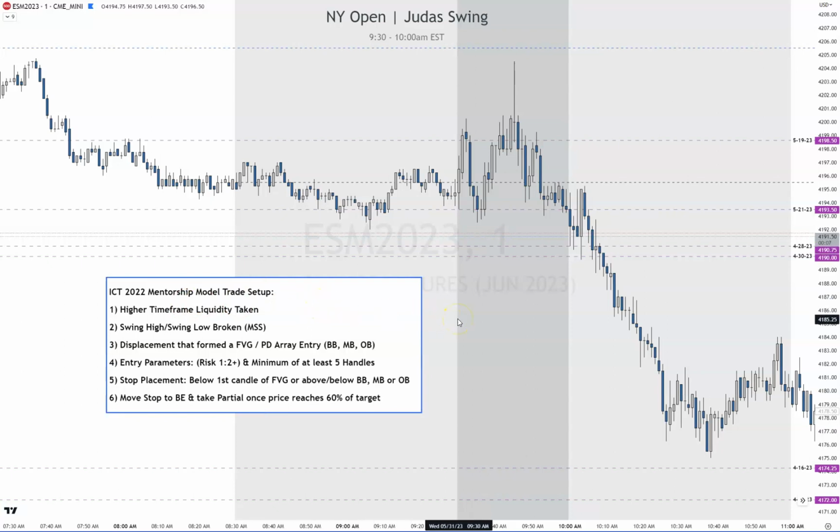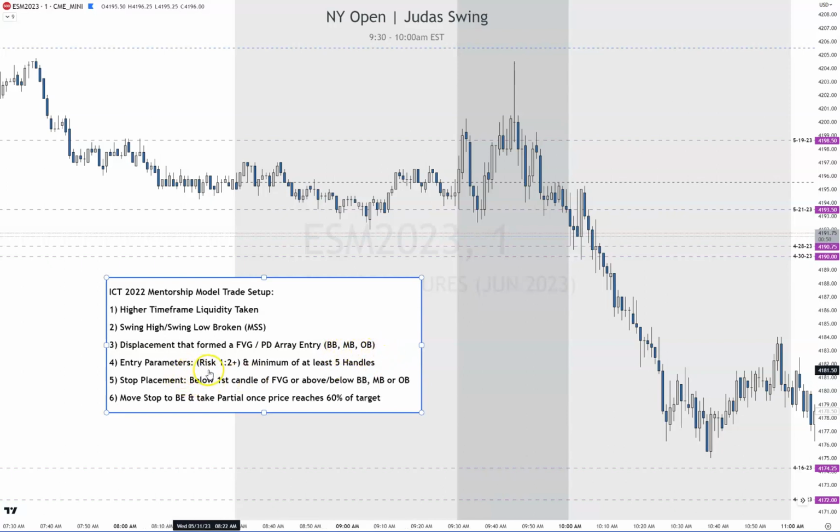I'm looking for a higher time frame liquidity to be taken. I'm looking for a swing high or swing low broken from a market structure shift. I'm looking for displacement that formed a fair value gap or a PD array entry like a breaker block, a mitigation block, or an order block.